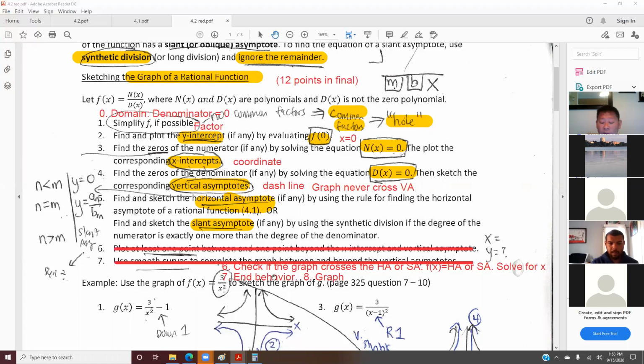And step 7, you have to figure out your end behavior. I will teach you how to do that too. And then the last thing is to graph. So this whole thing will cost 12 points in your test, okay?